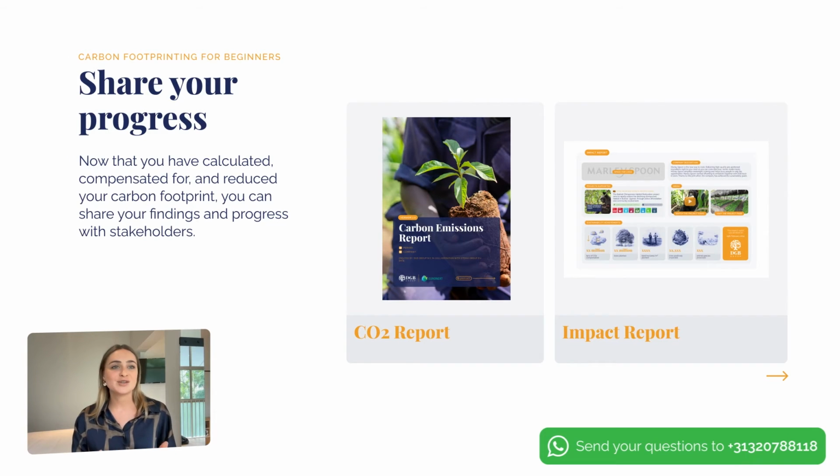So on this slide, you see an example of our CO2 footprint report, as well as an example of your impact report that you receive after carbon compensation. So these were the 7 steps of a carbon footprint calculation and the steps that you need to take to make that positive environmental impact.